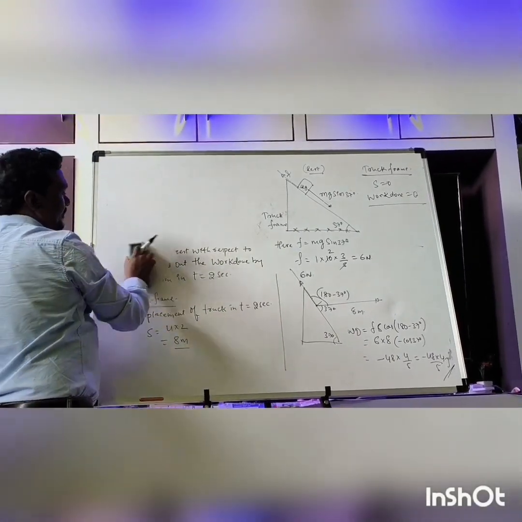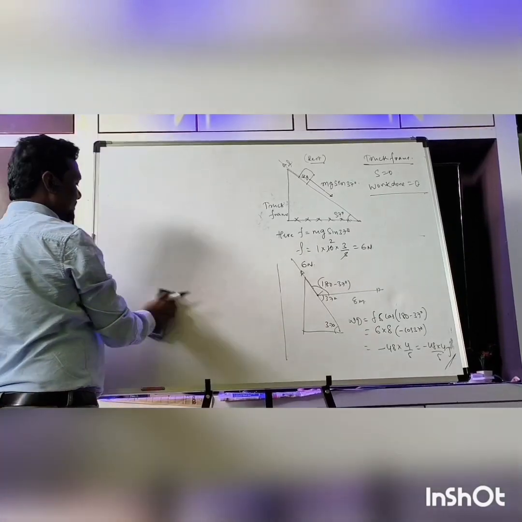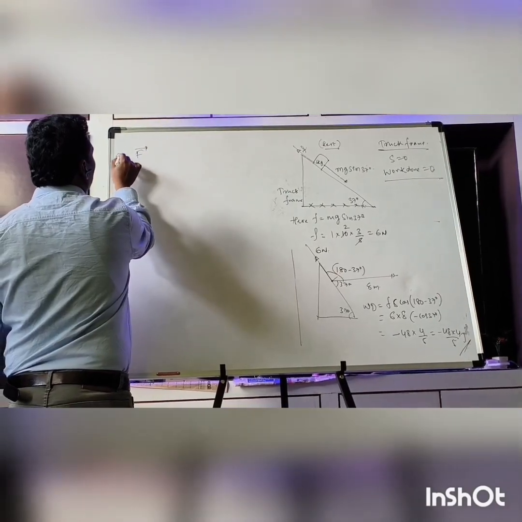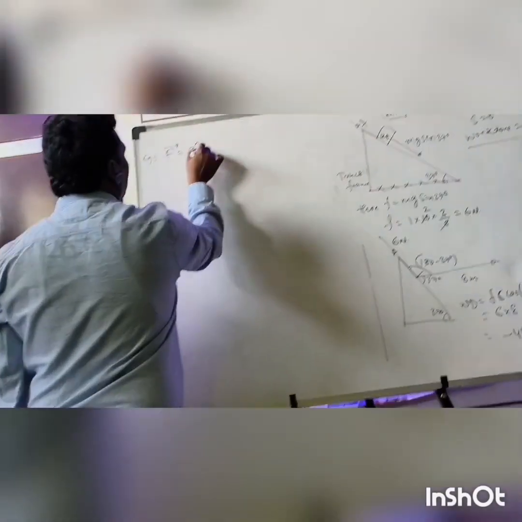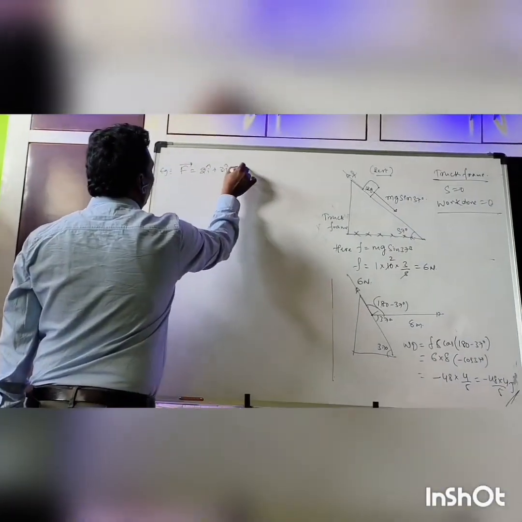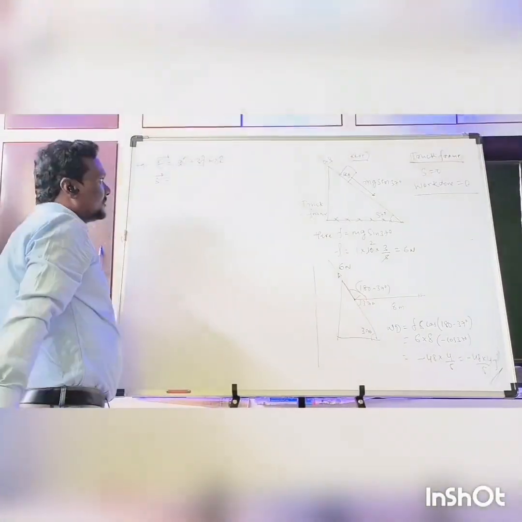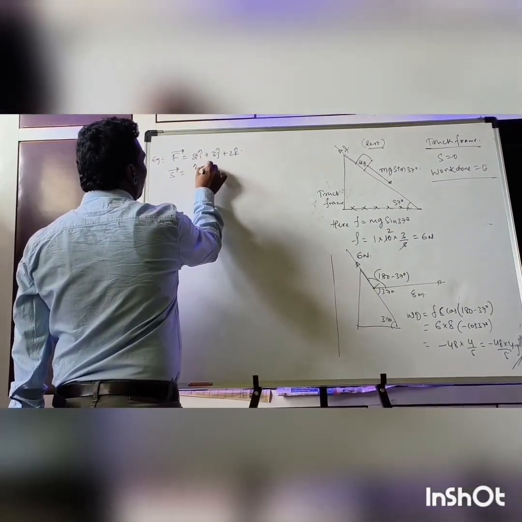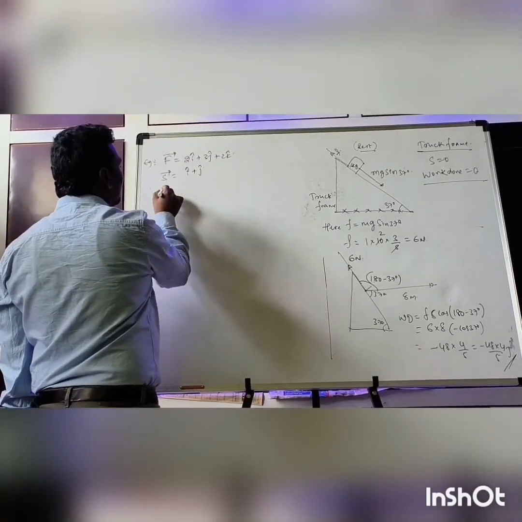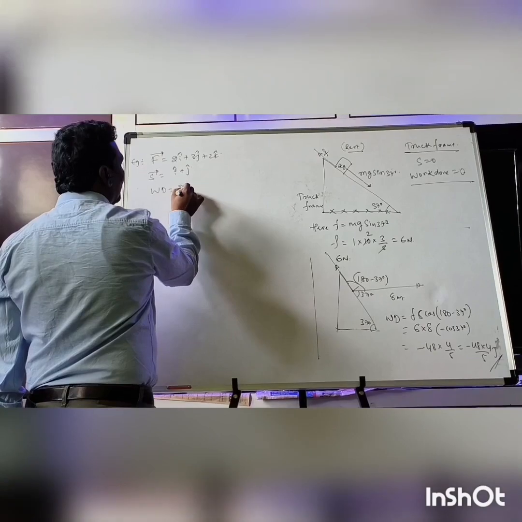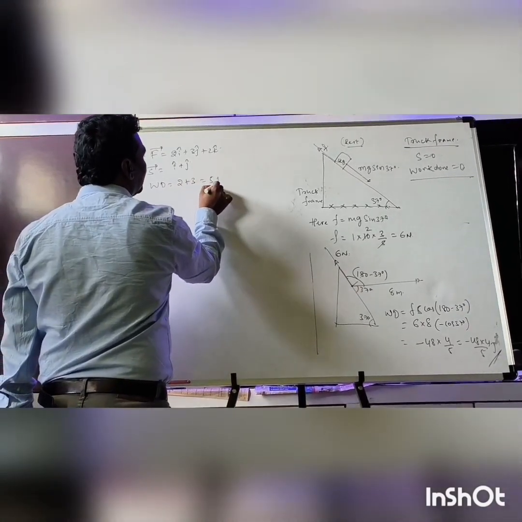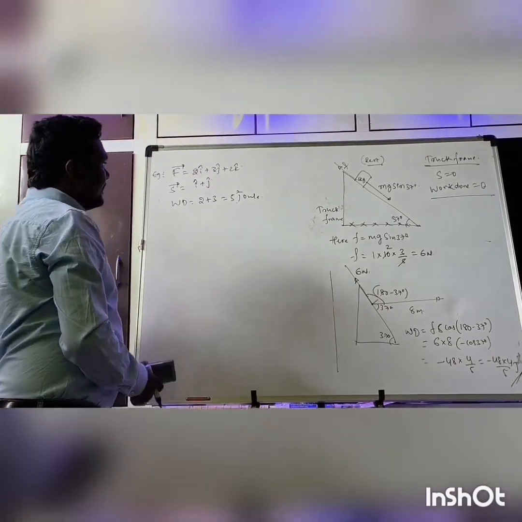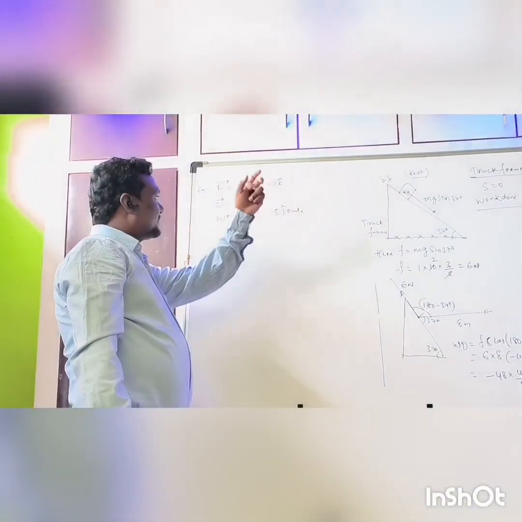Suppose the force is constant. For example, F bar is equal to 2i cap plus 3j cap plus 2k cap, and it displaces the body through i cap plus j cap. Then what is the work done? Very simple, you can do the dot product. Work done is equal to 2 plus 3, that is equal to 5 joule. So this is nothing but 5 joule.